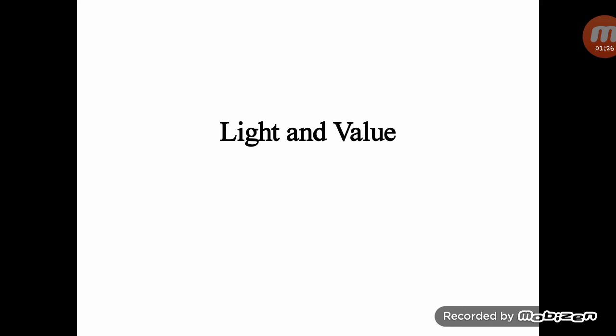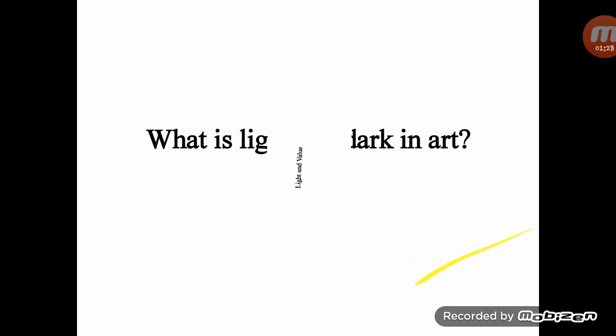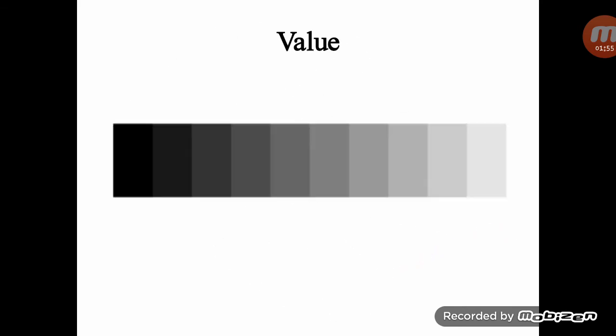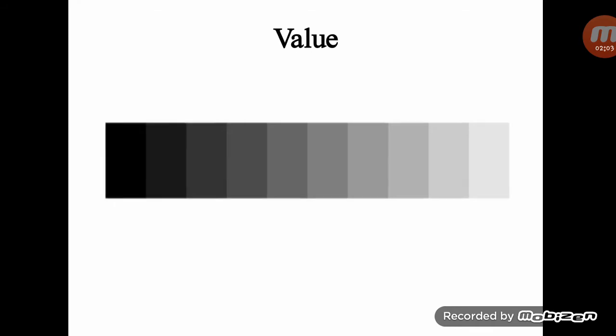Light and value. Value refers to the use of light and dark in art. The use of light and dark in art is called value. Value can be subdivided into tint, light hues, and shade, dark hues. The value scale represents different degrees of light used in artwork.